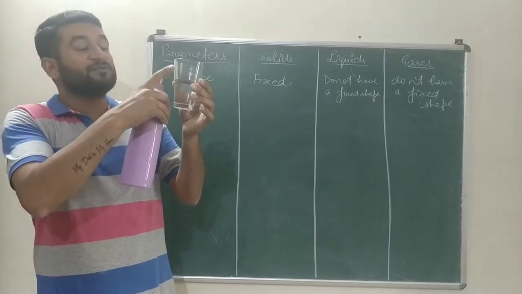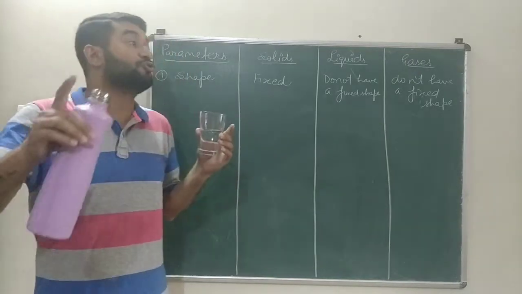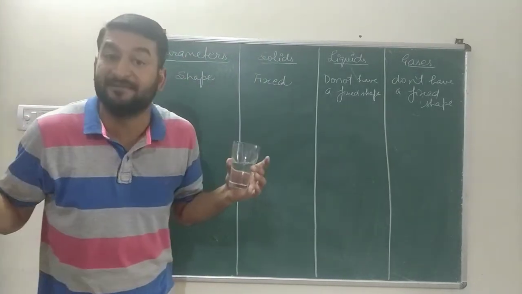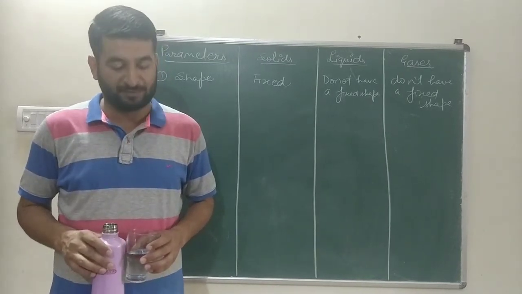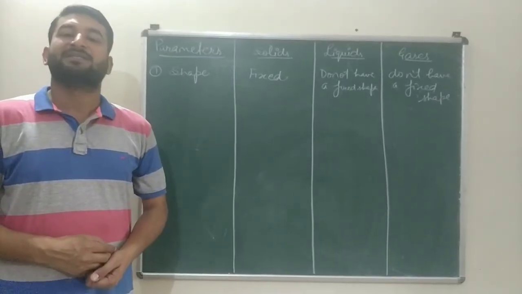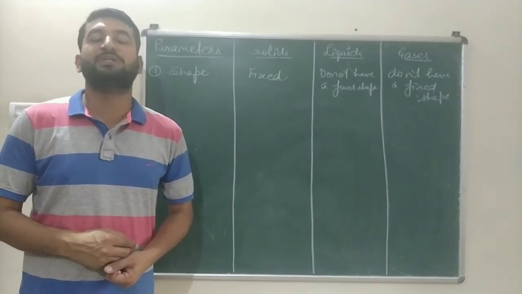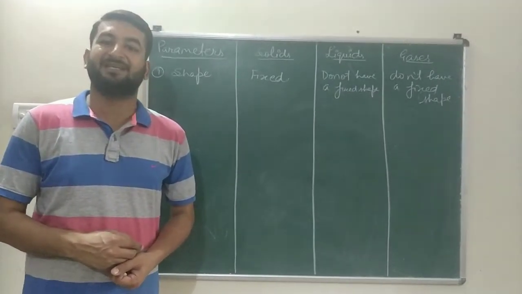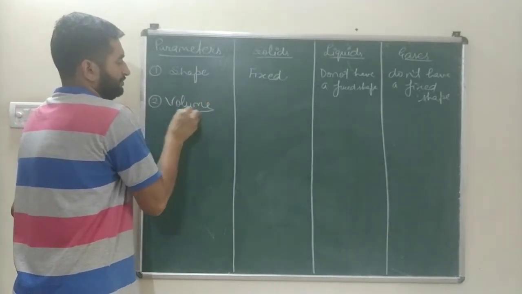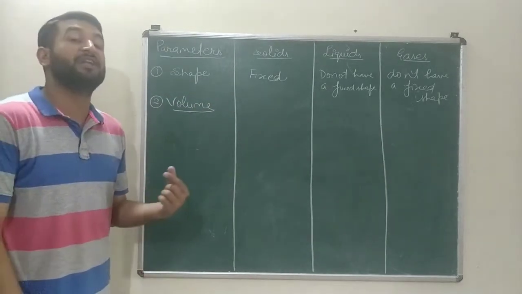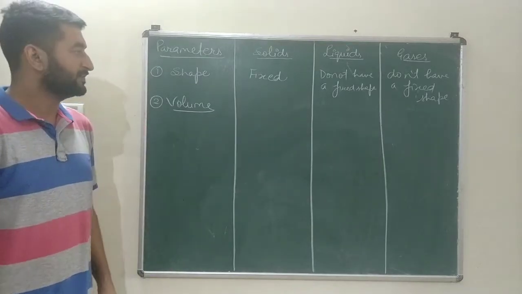The upper portion of the glass has air in it. This room has air in it. And air also does not have any fixed shape. The second parameter on which we will differentiate solids, liquids and gases is volume. Volume means the space which a solid, liquid or gas occupies.